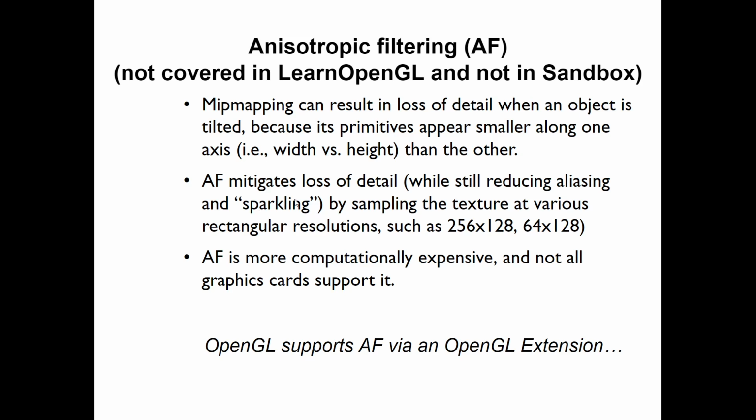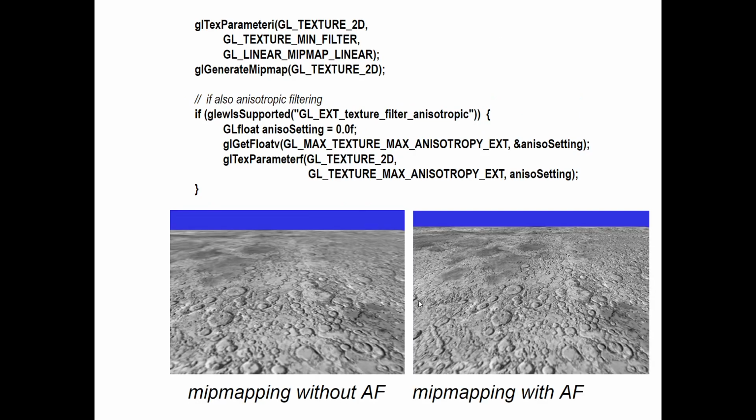Anisotropic filtering mitigates the loss of detail by sampling textures at various rectangular coordinates that aren't square. So it's more expensive. Not all graphic cards support it, but when it does work, it looks really good. It basically is even one level more context sensitive when it comes to filtering, where it can say, okay, which dimension is this winding up being, dropping off more in, right?